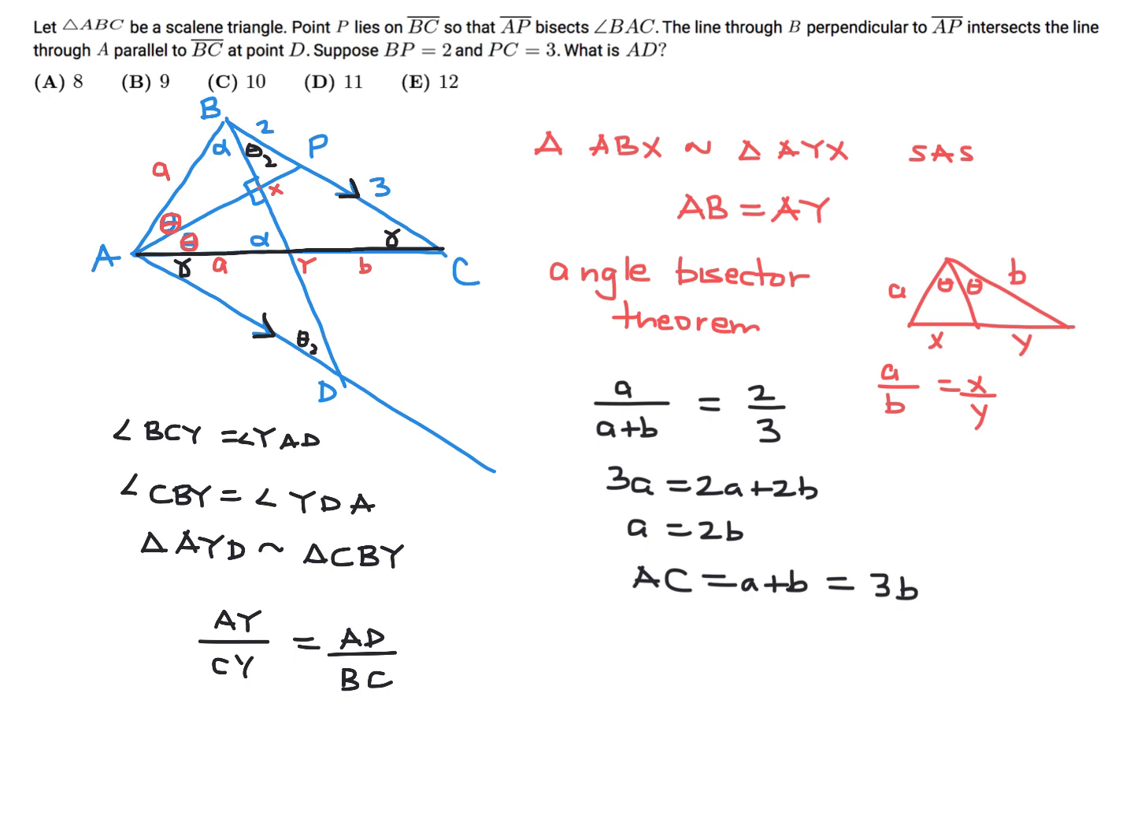Okay, got it. So now we can substitute. AY is equal to A, but A is equal to 2B, so put that in there. CY is B, and then we have AD. AD we don't know yet; that's what we're trying to figure out. And BC is 5, according to the question. So the B's cancel, and that just becomes 10 is equal to AD. And there you go, so we've got C as the correct answer.